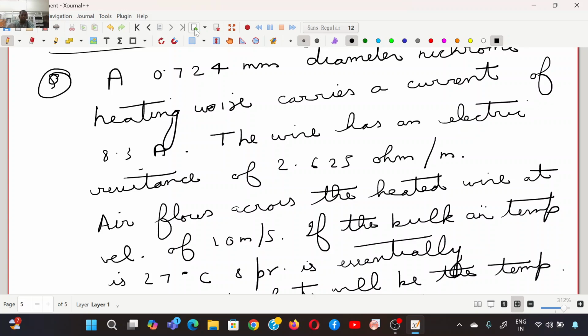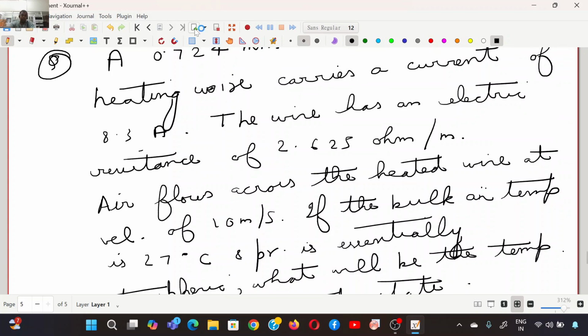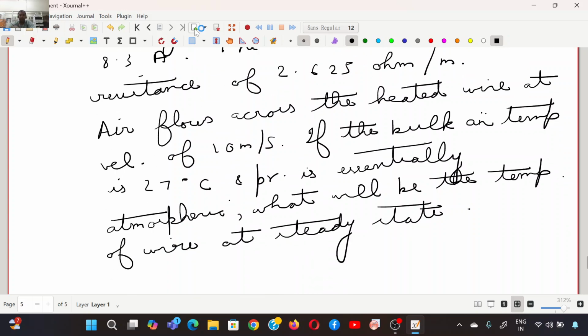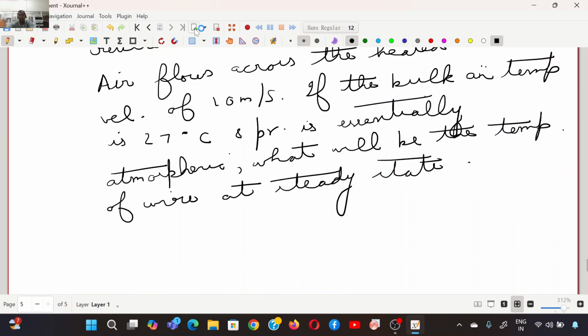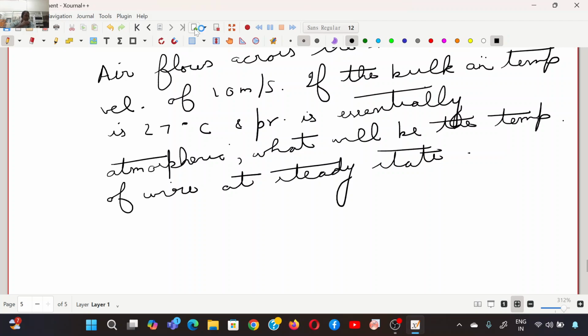Okay, so just think about it for a couple of minutes. Maybe even take 5 minutes. And the approach will be very similar. See what correlations we can apply. Like there is the Fand correlation, Eckert and Drake correlation, Churchill and Bernstein, depending on different Reynolds number, etc. Okay. So just think about this problem for a couple of minutes and then we'll solve it.